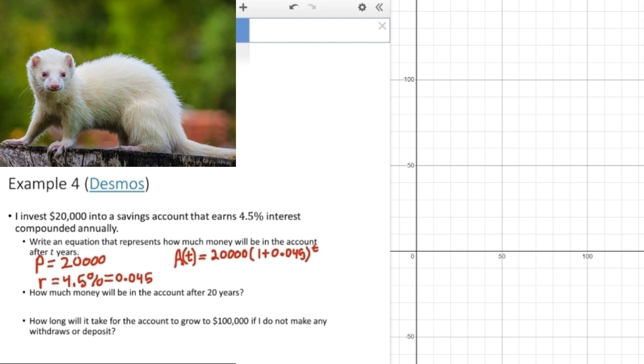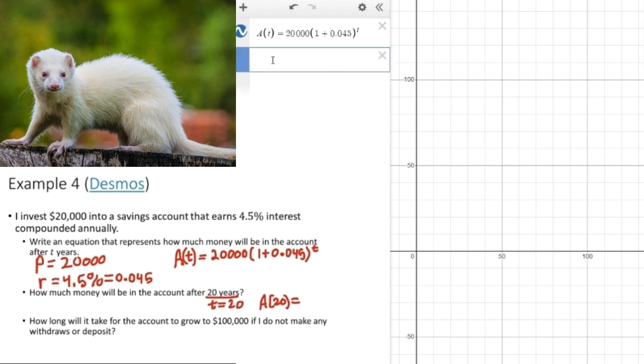Our next question is how much money will be in our account after 20 years? Well, 20 years is a value of time. How much money is in our account is represented by A. So using function notation, we're trying to figure out what A of 20 will be equal to. To make this easy on ourselves, going to Desmos, we'll type in our A function, and we have 20,000 times 1 plus 0.045 to the t. And since we're using the function notation to evaluate A of 20, we just need to type in A of 20 into Desmos. And we get that there will be $48,234.28 in my account after 20 years.